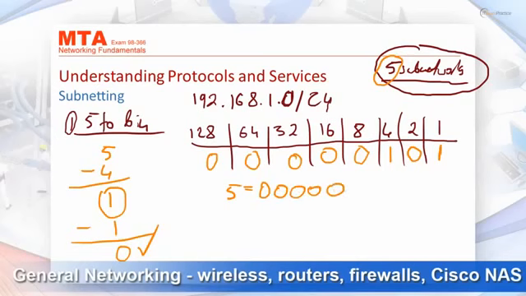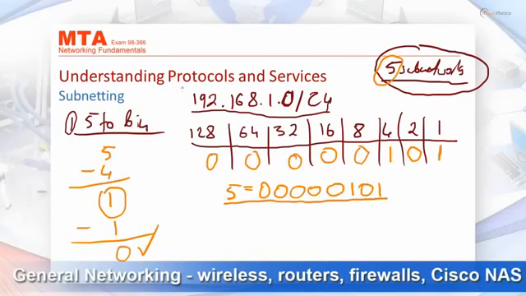1, 2, 3, 4, 5, 6, 7, 8. Yep. That is 5 in binary. Okay. If you're not sure, just do it again. Make sure that you're comfortable with that, because that is something you will need.